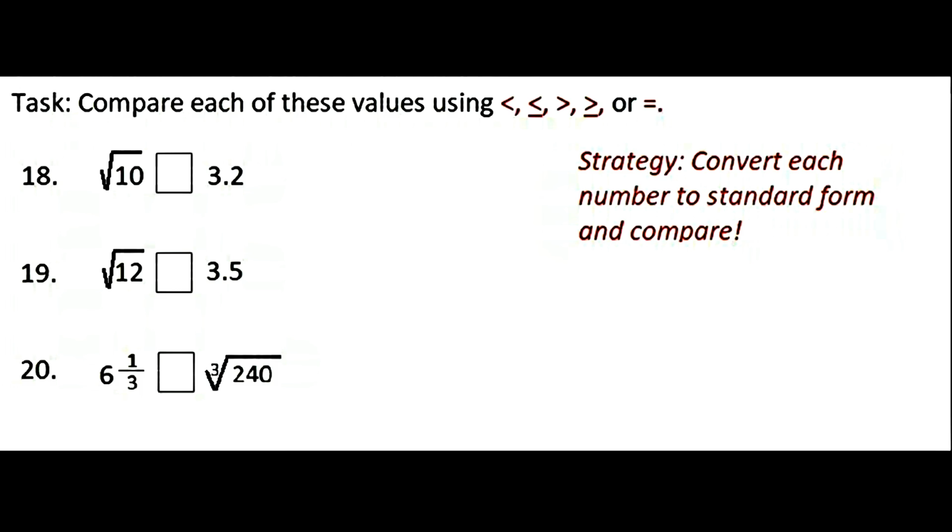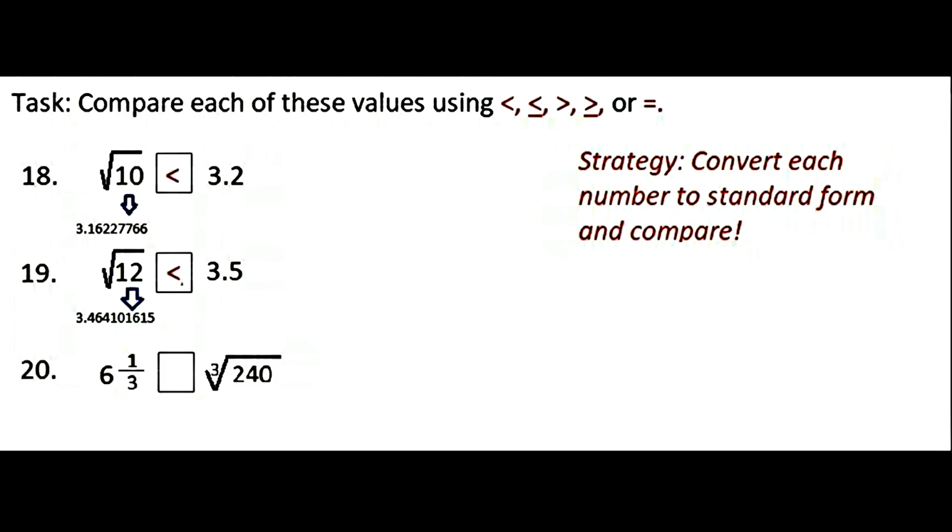So we're going to start with number 18. The square root of 10, if we convert that to a decimal, is 3.16227766. And that number, 3.16, is less than 3.2. So the first answer is less than. If we go on to number 19, the square root of 12, if we convert that to a decimal, we get 3.464101615. And 3.4 is less than 3.5.